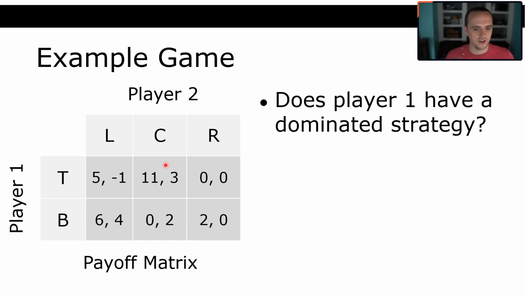So for this example, does player 1 have a dominated strategy? I want you to take a minute and look at this and answer in the chat if player 1 has a dominated strategy. And again, that means you go over all of the choices for player 2. For each of them, you look at all the choices for player 1. And if something is always better than something else for player 1, then it has a dominated strategy.